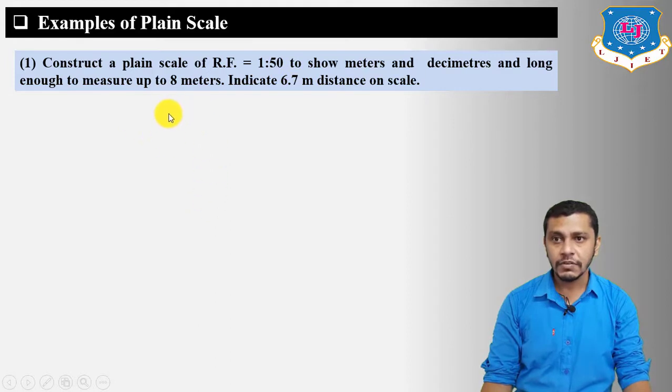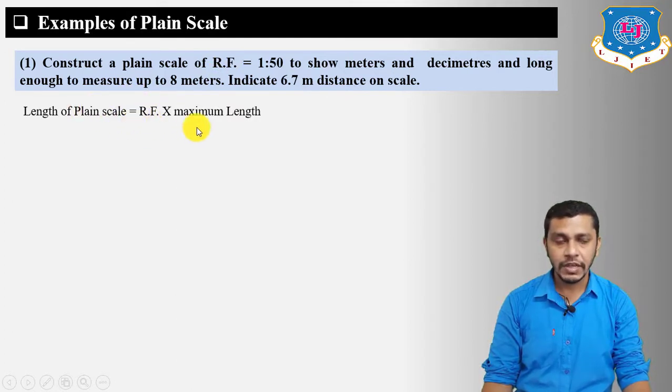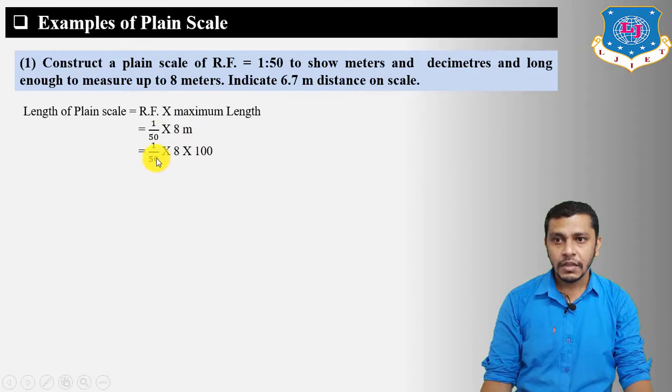So first of all, we have to find out the drawing length of the scale from the given RF. As we know, RF is equal to the length of the object in the drawing to the actual length of the same object. So the length of the scale will be equal to RF into maximum length. Here RF is equal to 1:50 and maximum length is equal to 8 meter. Now convert this 8 meter into centimeter. So 1 by 50 into 8 into 100. The answer will be equal to 16 centimeter.